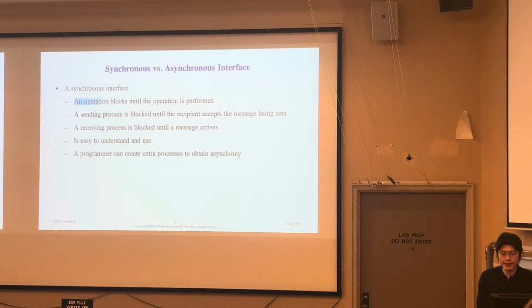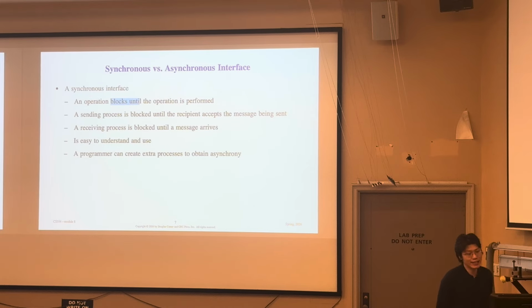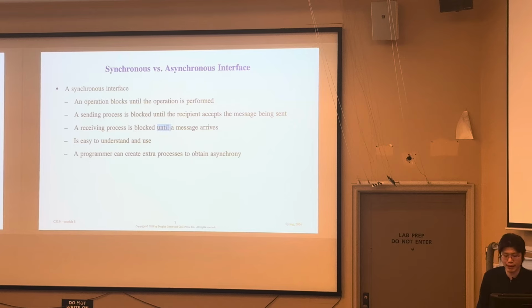A synchronous interface means that the operation will block until the operation is performed. When you send a message, if the message is not sent out, you have to wait there. When you receive a message, if no one is sending the message, then you need to block and wait for that message. That is what synchronous means. The sending process is blocked until the recipient accepts the message being sent. A receiving process is blocked until a message arrives.